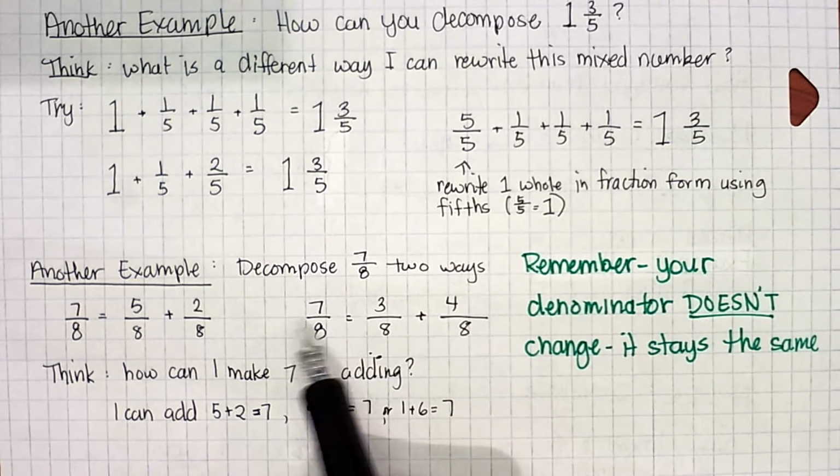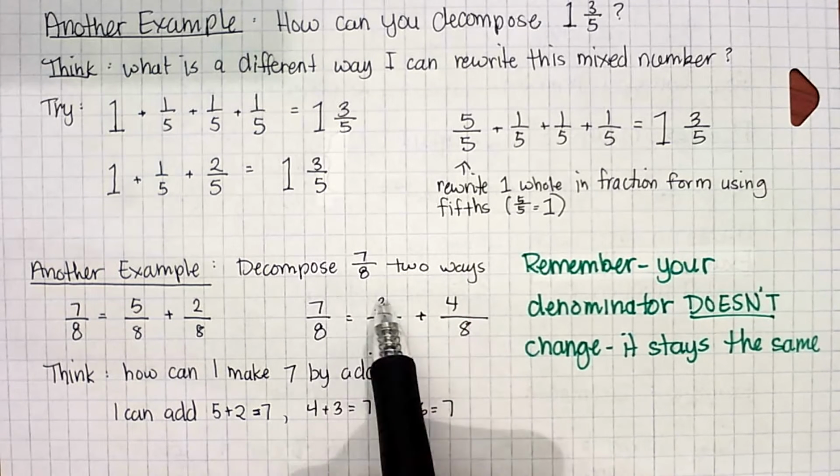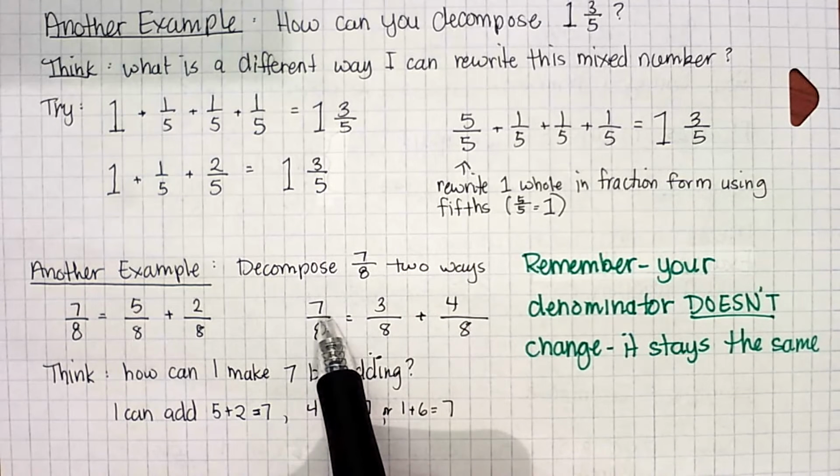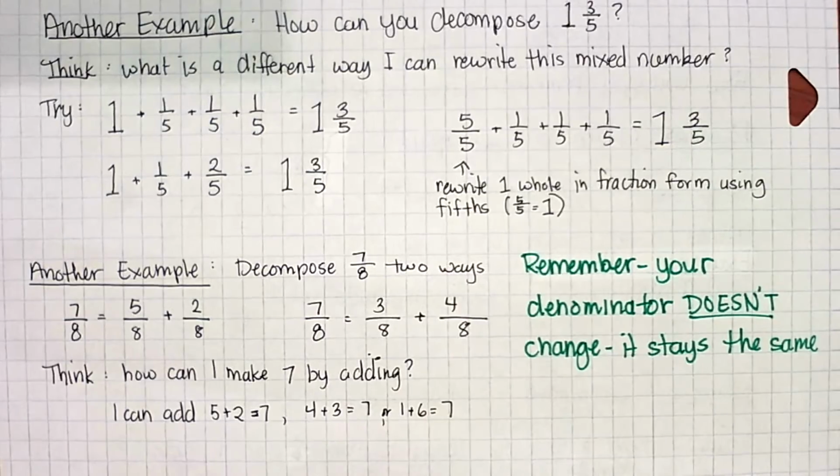So our denominator, you're just filling it in. You're writing it in advance. You don't even need to think about it. The number you need to think about is your numerator. So how do I make 7? 3 plus 4 makes 7. 5 plus 2 makes 7.